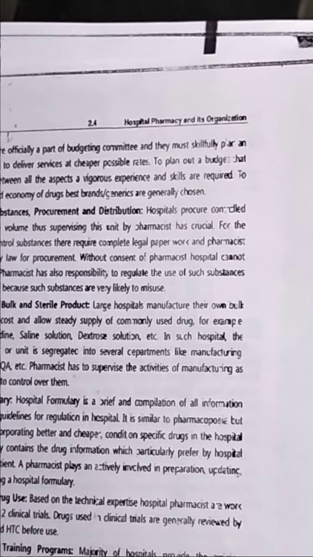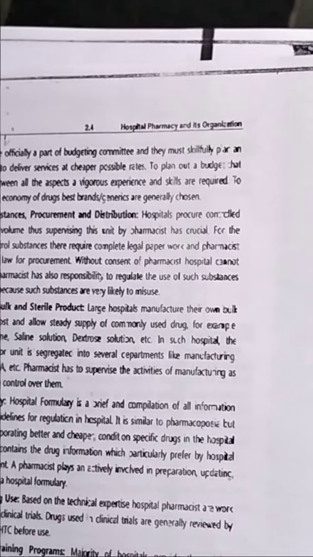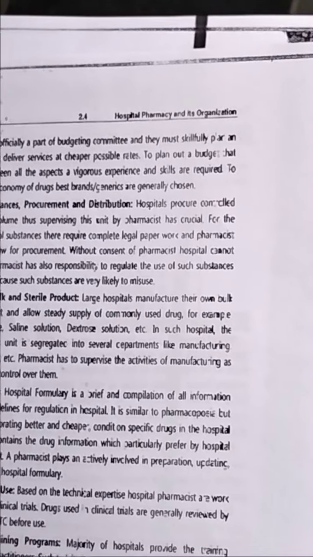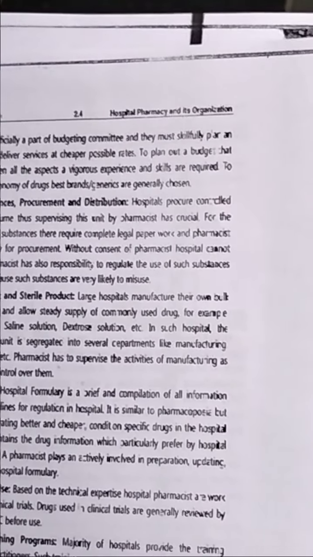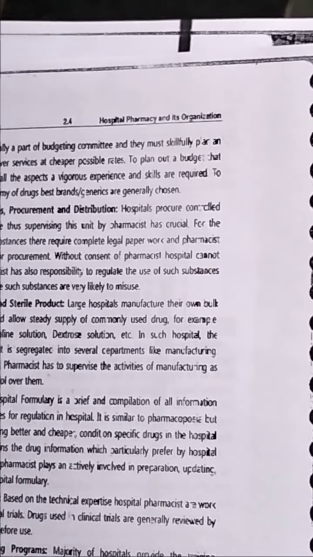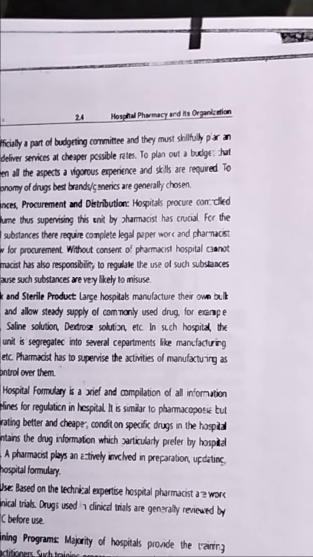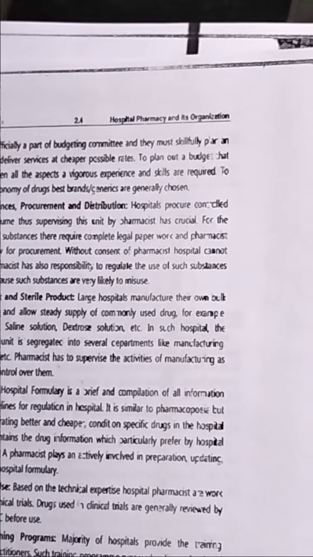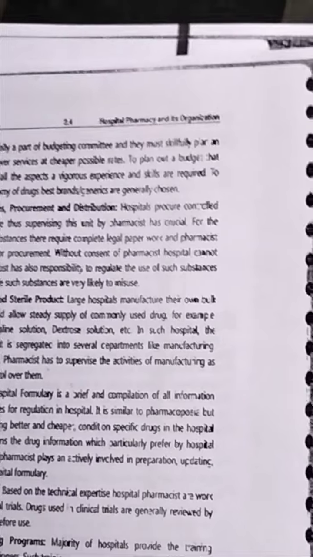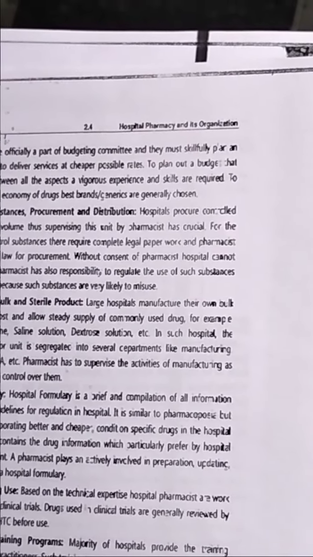is crucial. For the procurement of controlled substances, they require complete legal paperwork, and the pharmacist is authorized by law for procurement. Without the consent of the pharmacist, the hospital cannot procure them. The pharmacist also has the responsibility to regulate the use of such substances in hospital premises, because such substances are very likely to be misused. Manufacturing and bulk sterile products.